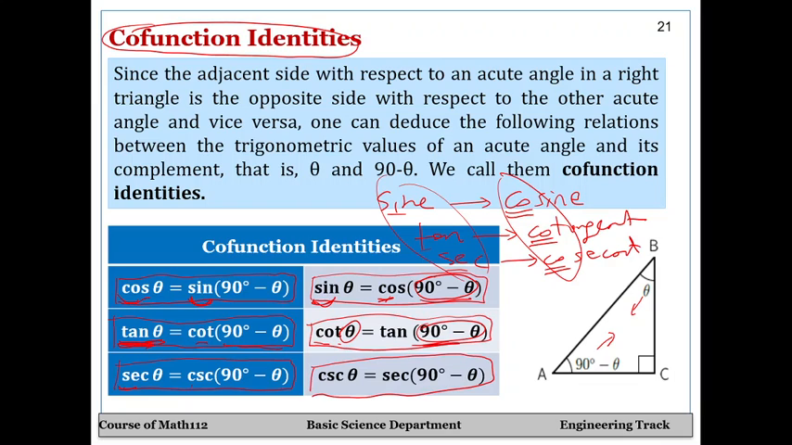These are acute angles, both theta and 90 minus theta. They're both acute angles, and we have cofunction identities between them. This gives an advantage of using one angle to find the trigonometric values of the other one.